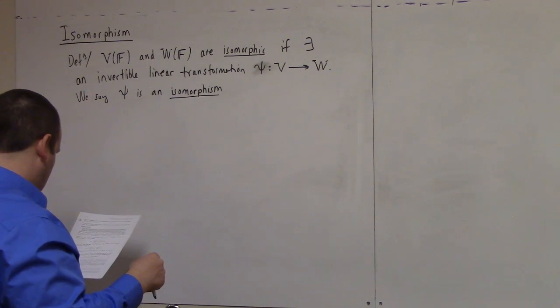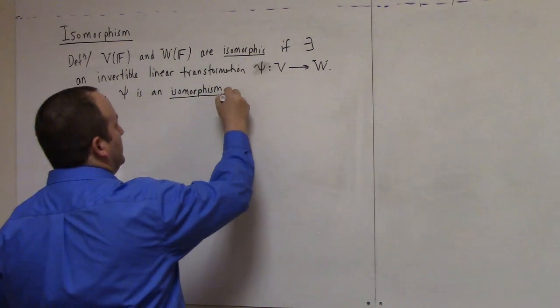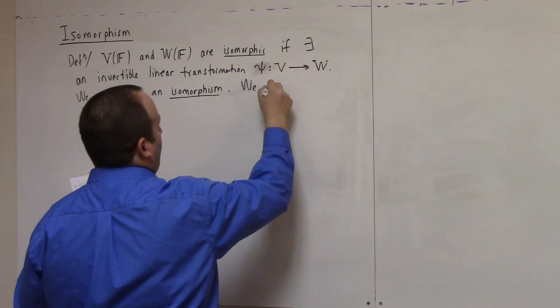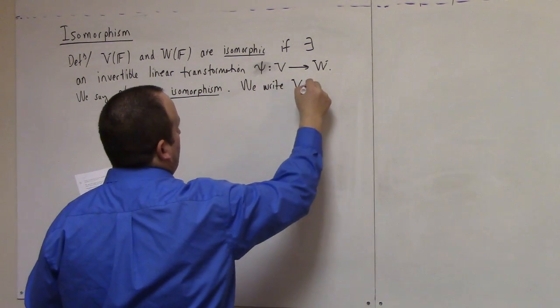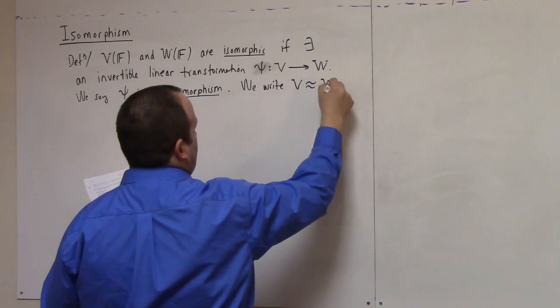Okay. More than this, we write V isomorphic to W in this case. All right.